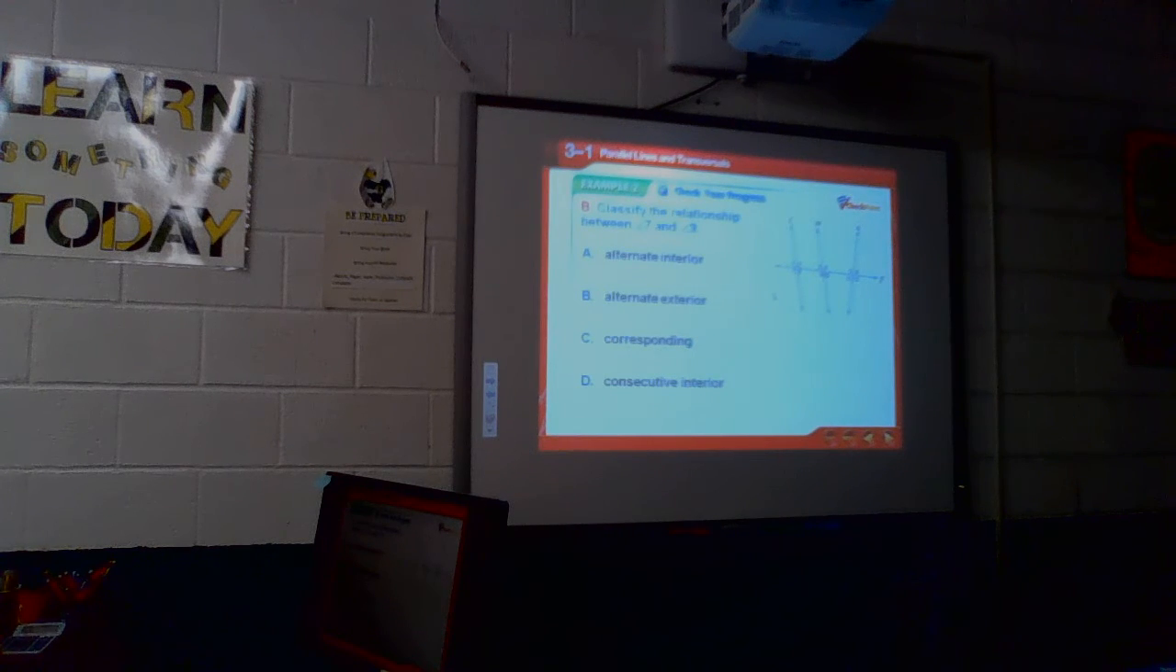What does alternate mean again? It's got to be on the other side of my transversal. So here, 2, what is my alternate interior? It'd be 9. What's my alternate interior if I'm talking about L and N with 2? 2 and 11. That makes sense?